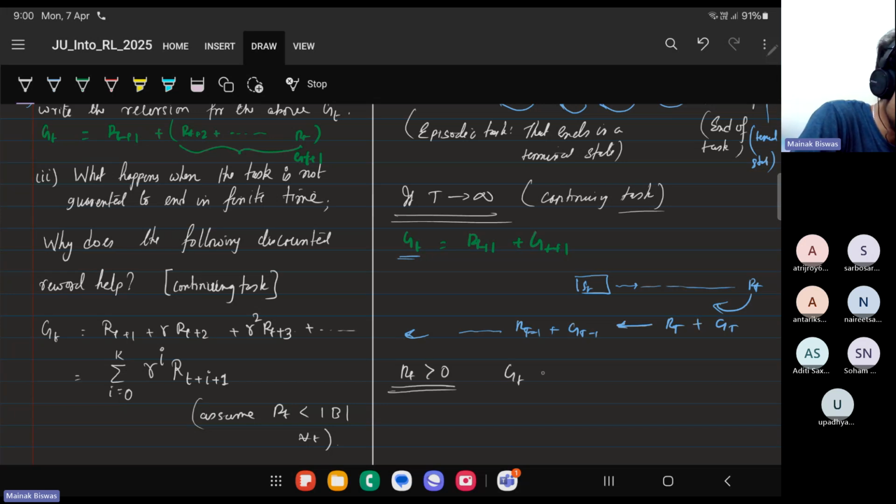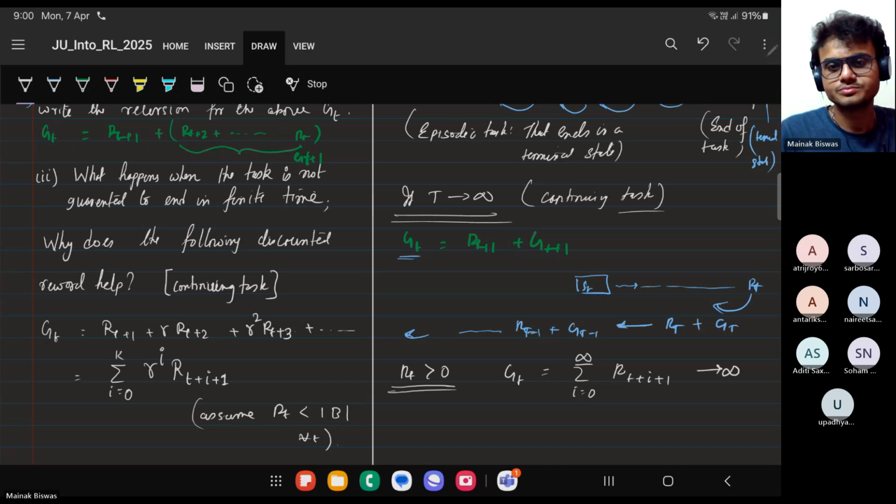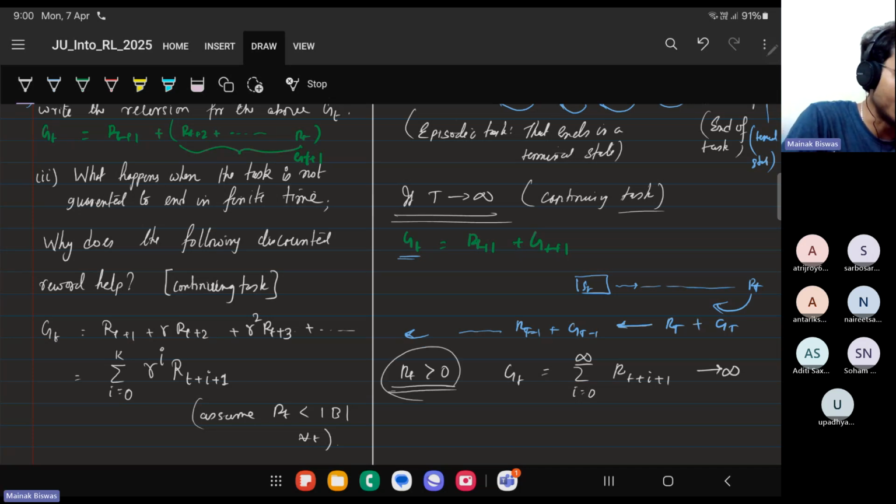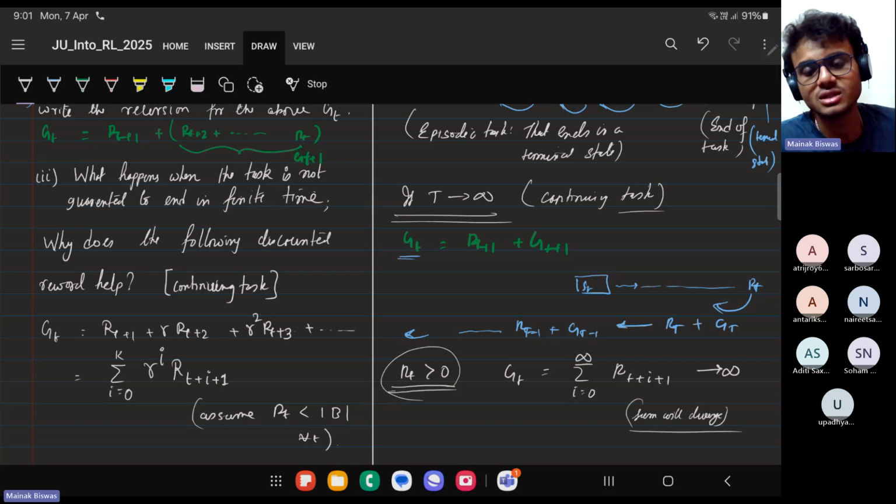Then do you agree G_t is greater than or equal to the summation from i equal to 0 to infinity of r of t plus i plus 1? This will go to infinity, yes or no? Because all are greater than 0 and there is no convergence here, right? It will diverge, this sum will diverge. Sum of infinite positive numbers.